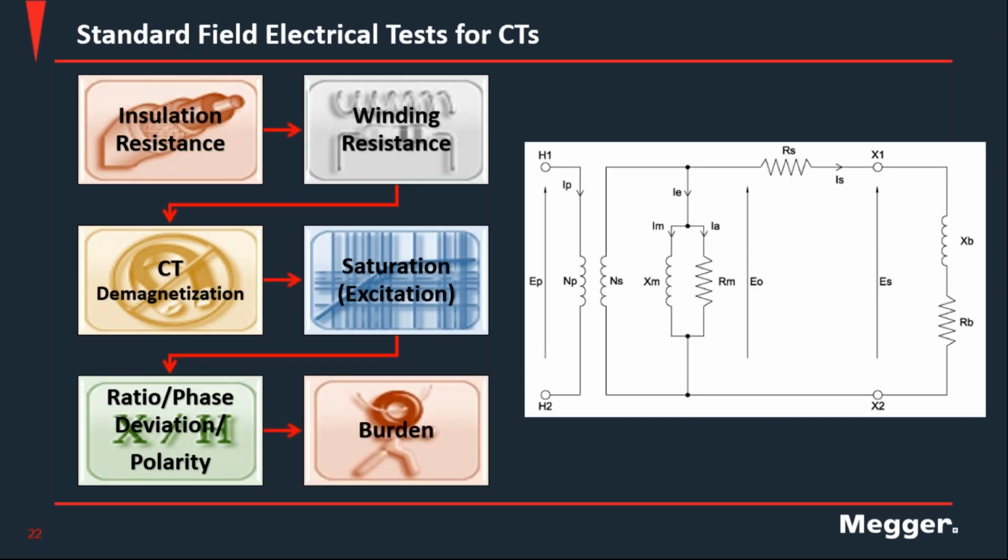And finally, the burden. Remember, this is not a test on the actual CT. For the testing of the instrument transformer, you disconnect the burden, the circuit that is connected to it. Once you finish testing the CT or the voltage transformer, you go and connect the instrument to this circuit and measure this total impedance that you see from the wiring that goes from the control cabinet down to the individual elements.